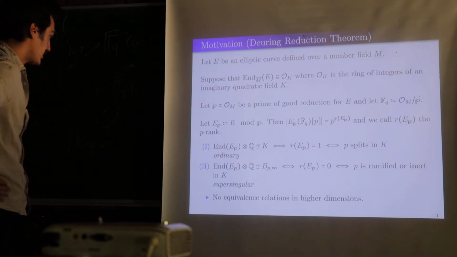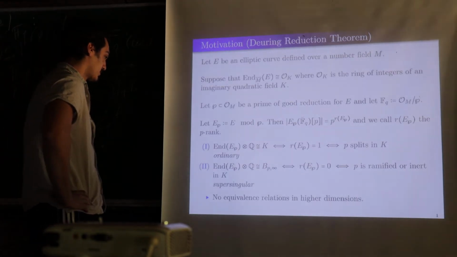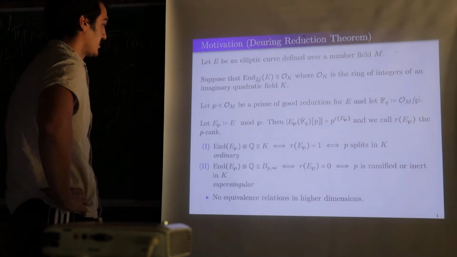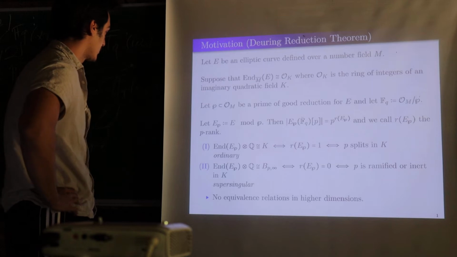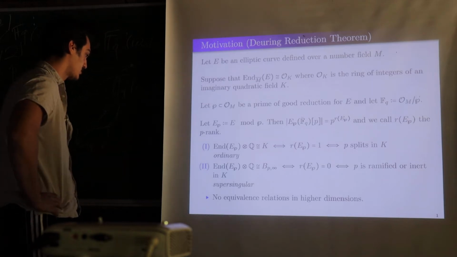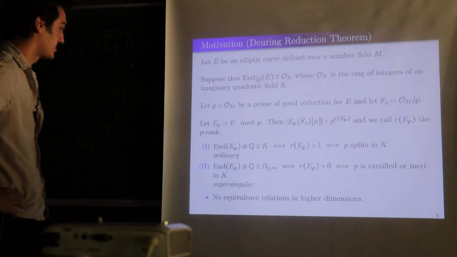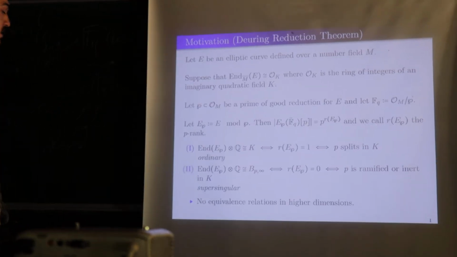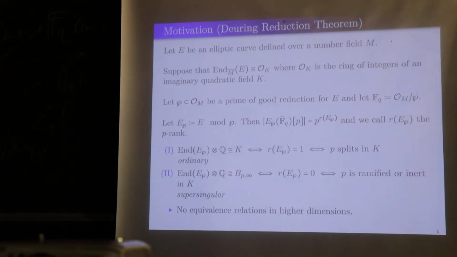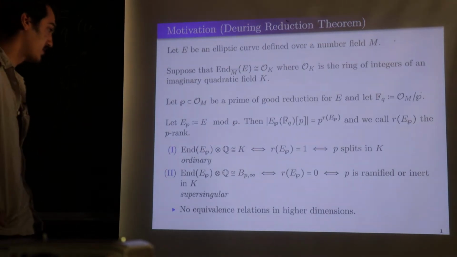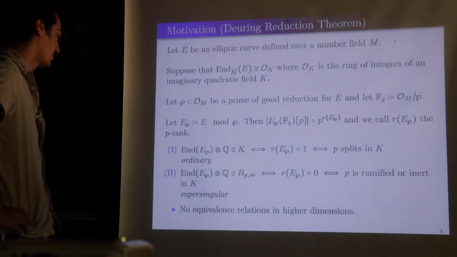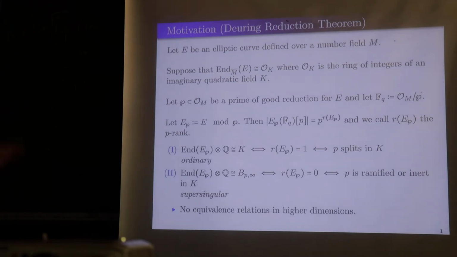If E is ordinary, then the endomorphism algebra is isomorphic to K. Then P rank is equal to 1, and P splits in K. In the second case, E is supersingular. The endomorphism algebra is isomorphic to a quaternion algebra ramified at P and infinity. And in this case, P rank is 0, and P is ramified or inert. And we don't have such equivalence relations in higher dimensions.